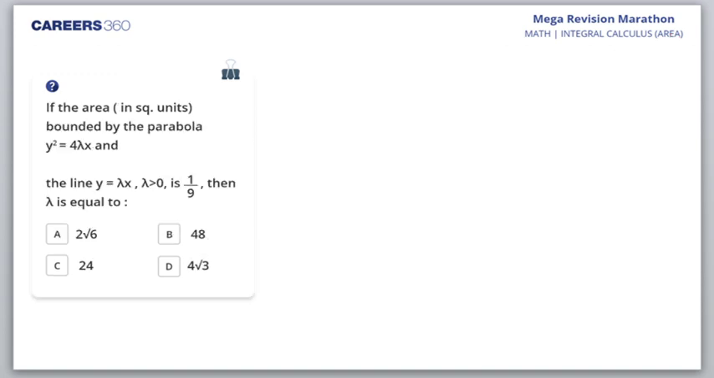What does it say? Now we have, if the area, obviously in square units, bounded by the parabola y square is equal to 4 lambda x and the line y is equal to lambda x, where lambda is greater than 0, is 1 by 9, then lambda is equal to.